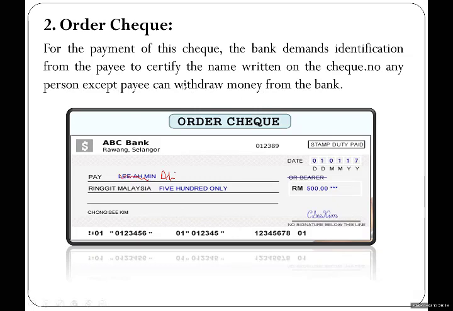Now, what is the difference between bearer and order check? Only this phrase "or bearer" is written off here. Both checks are same to same. The only difference is this word. In an open check, this phrase is open, and in an order check, this phrase is written off. After giving the identification, the bank will pay the amount to Mr. Ali.